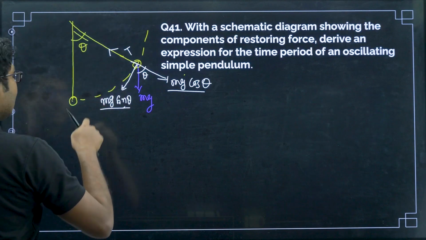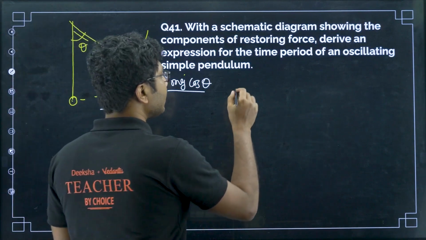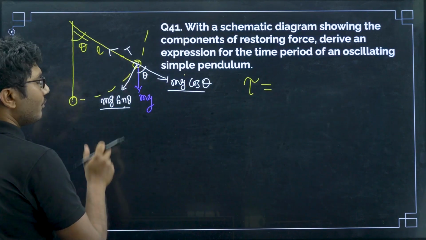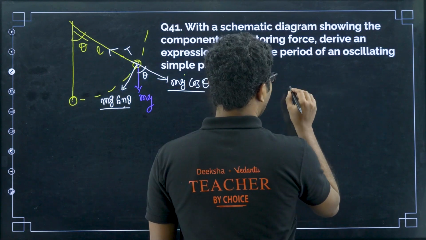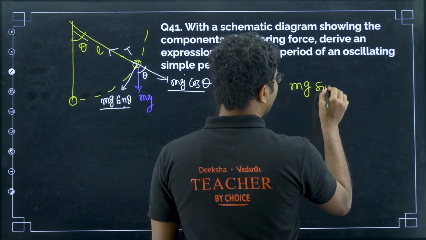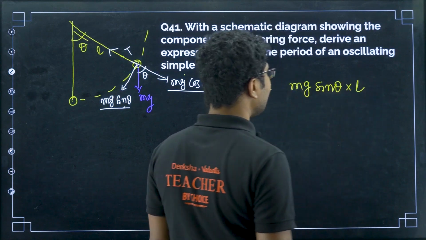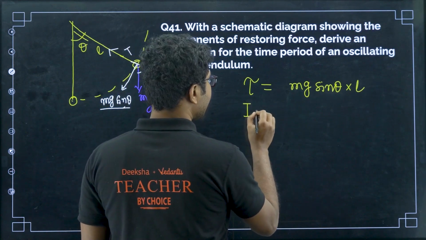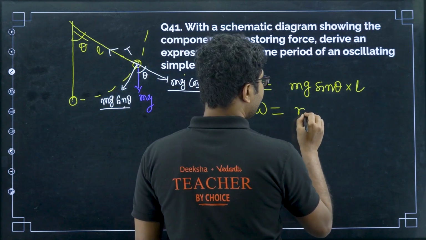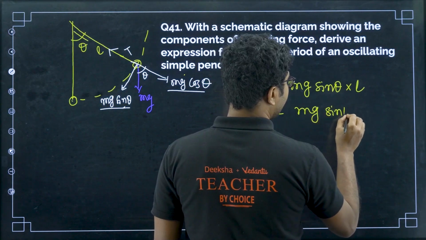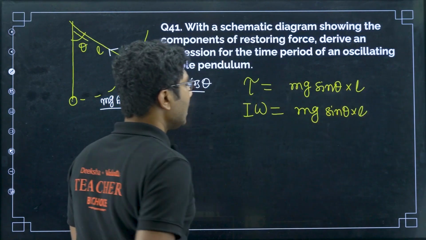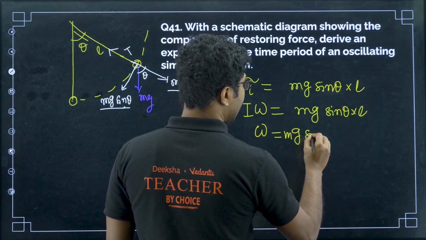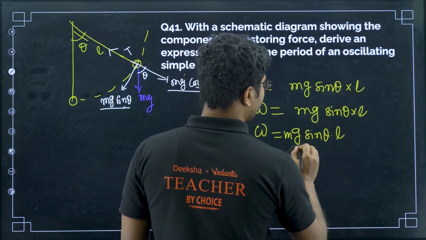Now, what is the torque acting on this system? The torque acting on this system will be given by this length L times the force. This is the torque, right. So, mg sin theta into L, this is the formula for torque. Now, what is torque in terms of rotational dynamics? In rotational dynamics, torque is I omega. So, it will be mg sin theta into L. Now, what is omega then? Omega will be equal to mg sin theta into L divided by I.